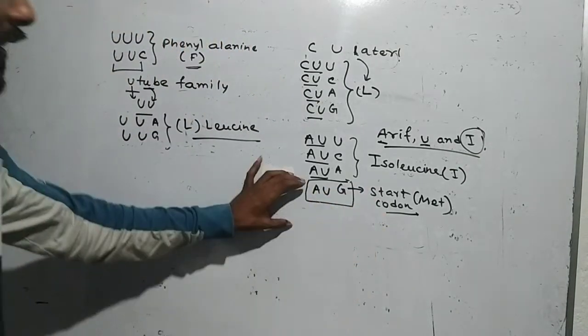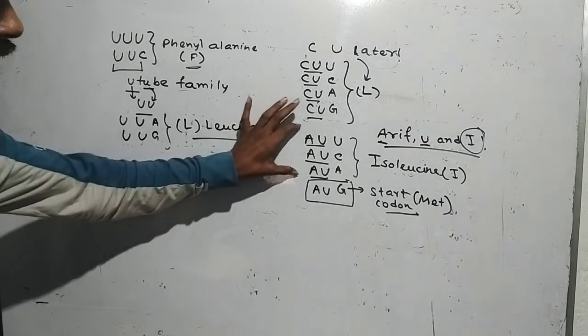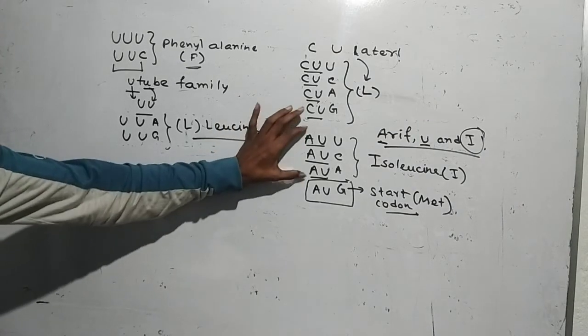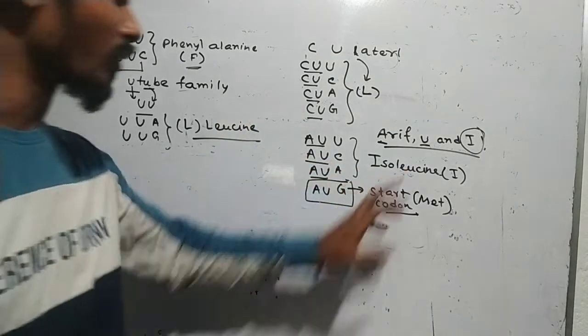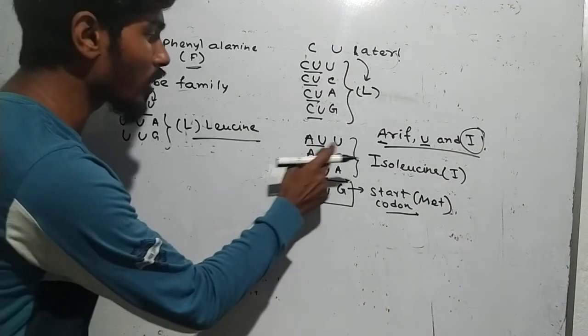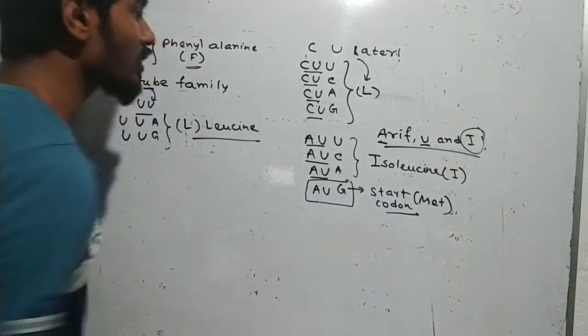Okay, and one more thing, you have to remember this, that AUG is a start codon, so you don't have to take this into account. And there are 4 codons, but you have to take 3 codons for isoleucine. Okay, because Arif, you and I means isoleucine.